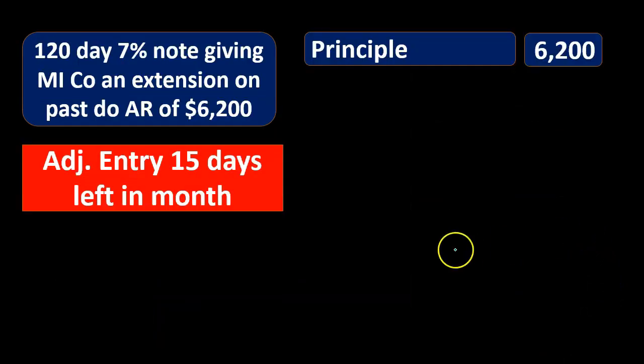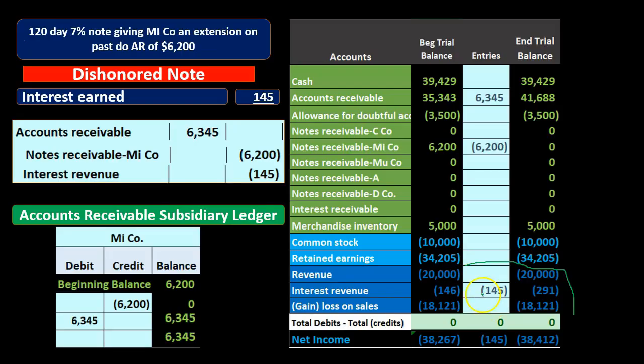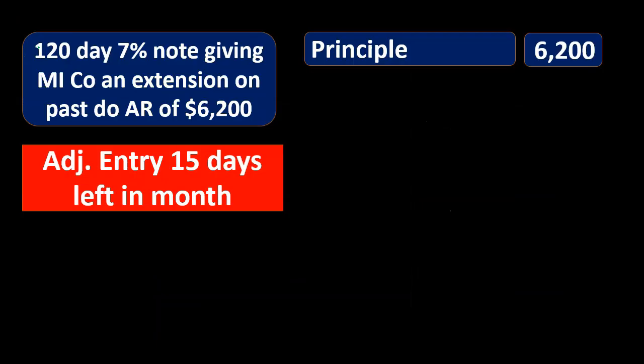Now, what would happen if we had an adjusting entry? Note that we recorded this 145 as of the end of the time period. What if we had an adjusting entry? For example, what if we made this loan term as of the middle of the month?